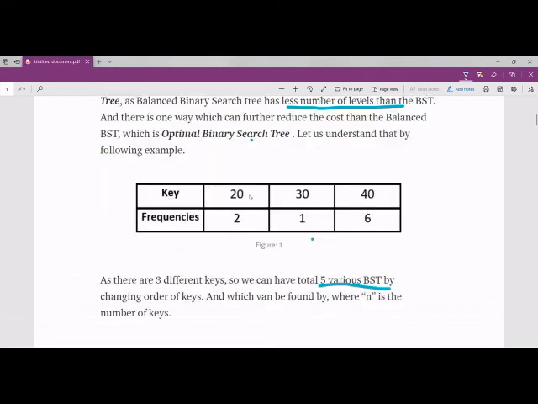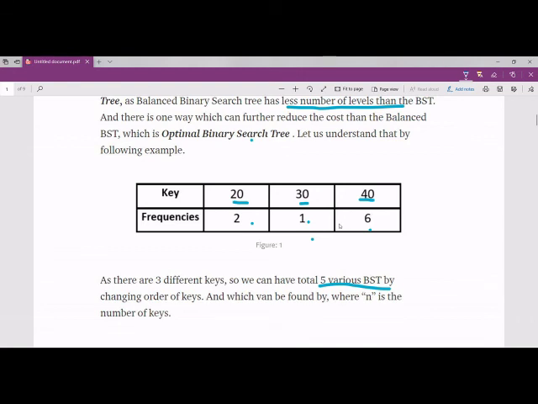Let us understand how the optimal binary search tree has less search time than the balanced binary search tree. We have an example with three nodes, with key values 20, 30 and 40, and the frequencies are 2, 1 and 6. So the key with frequency 6 appears 6 times in the searching process, the one with frequency 2 appears 2 times, and the one with frequency 1 appears 1 time. So the key with value 40, which has frequency 6, appears most of the time among these three.